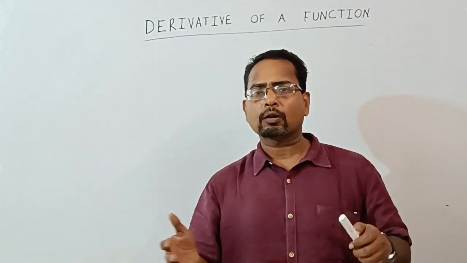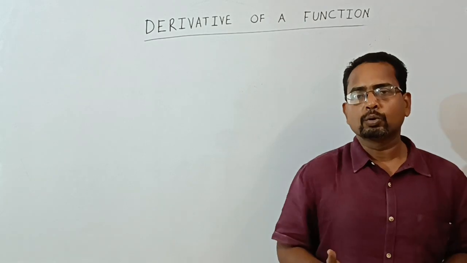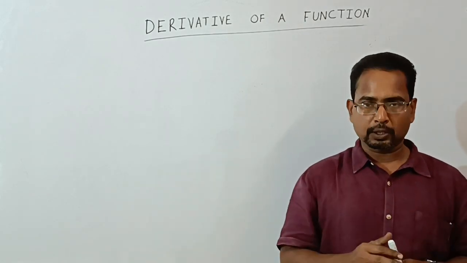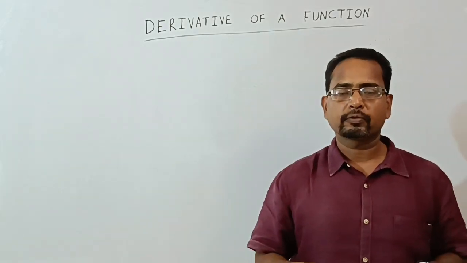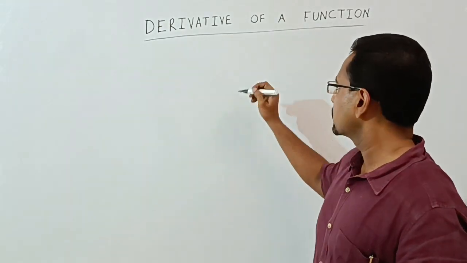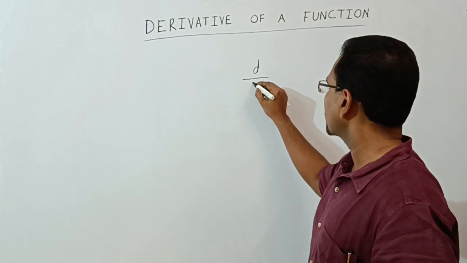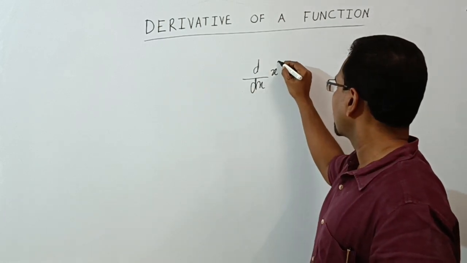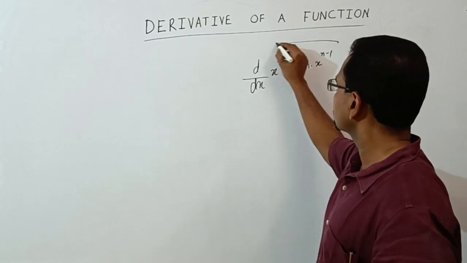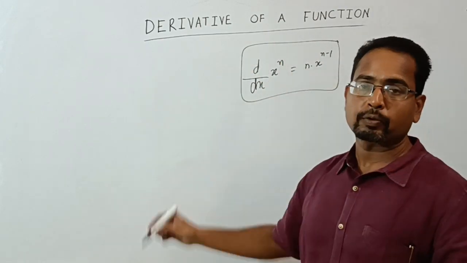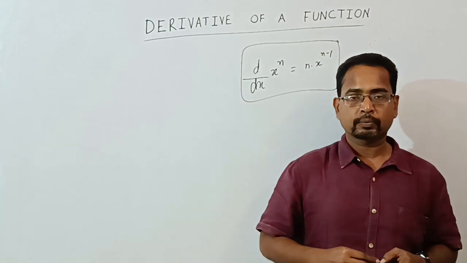But before that, we have to know something about the geometrical interpretations of the derivatives. So today we have just done a few sums by using the tool of derivatives for x to the power of n, and that gives us n into x to the power of n minus 1. So we will meet again in our next videos. Thank you.